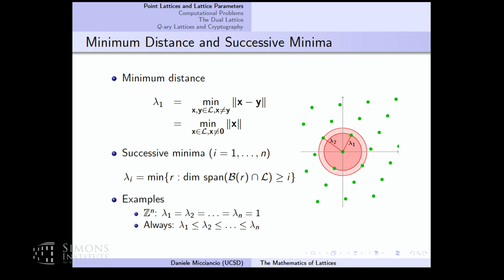And as an example, if you take Z^n, the lattice of all the integer points, without applying a linear transformation, it's easy to see that this lattice has n linearly independent vectors of length 1, the standard basis of the integer lattice. So in that case, the first n minima are all the same, and they are all equal to 1. But that's not true in general. If you apply a linear transformation to this lattice, you will end up with a typically increasing sequence from lambda 1 to lambda n, and that's very easy to construct.